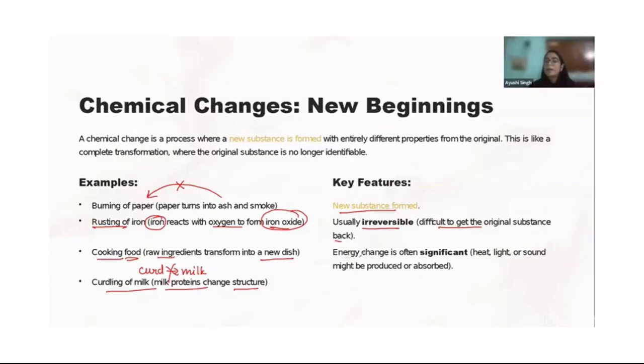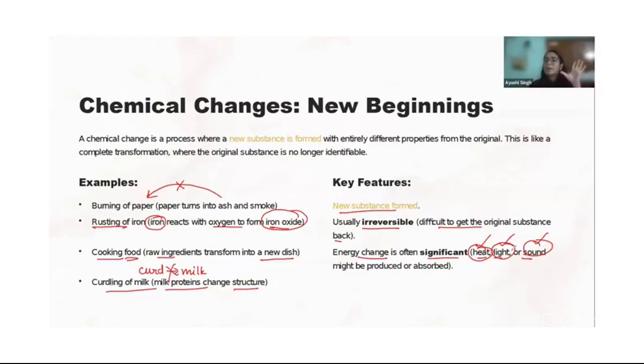Okay. Energy change is often significant. That means heat, light, sound might be produced. For example, you are bursting a cracker. What happens? Heat will be released, a lot of heat. You will see light also and hear a pop sound, right? Even in chemical changes, when you are doing some experiments, sometimes you will see light, heat, sound, or even color change in chemical reactions also.